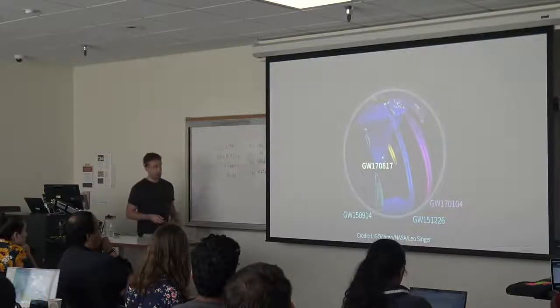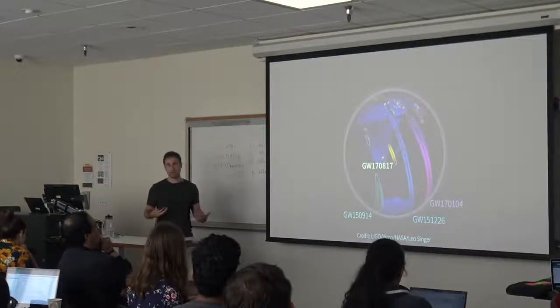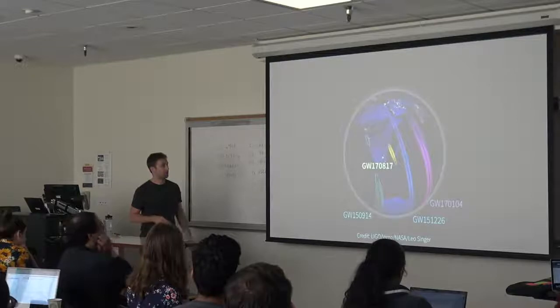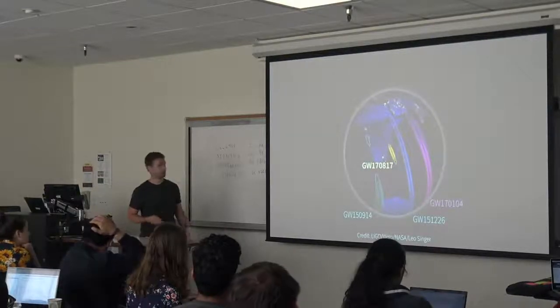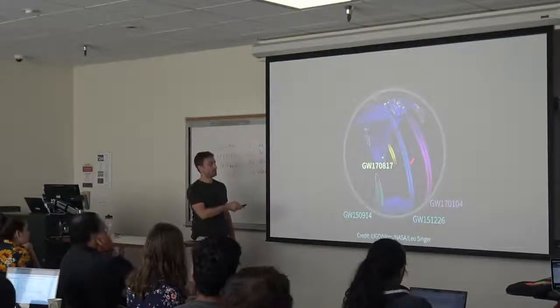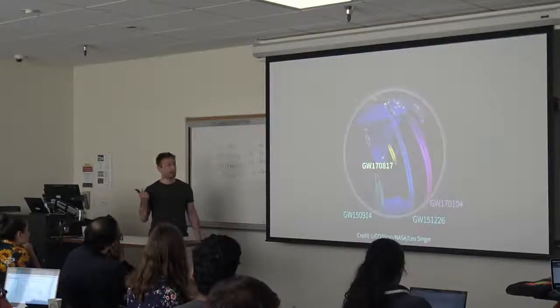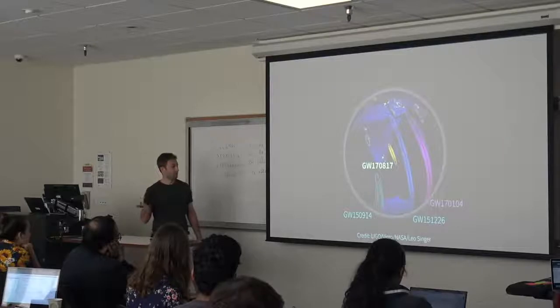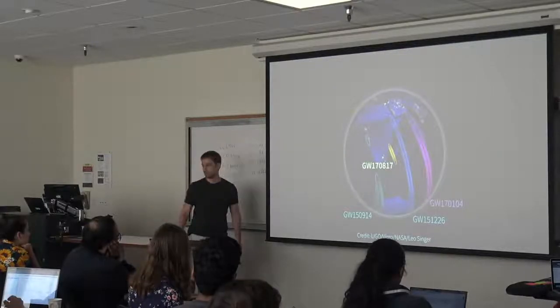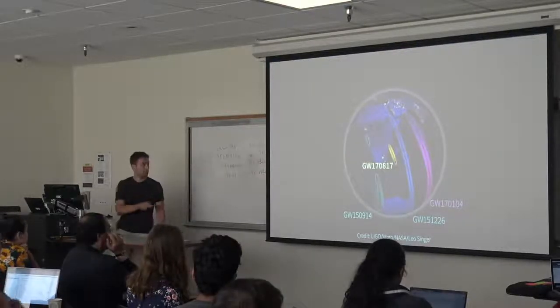Then, almost the week after Advanced Virgo came online, and we had a third detector, we detected GW170817, which was the first binary neutron star merger and the best localized gravitational wave event to date. And the rest is history. So that's what you can do with three baselines.